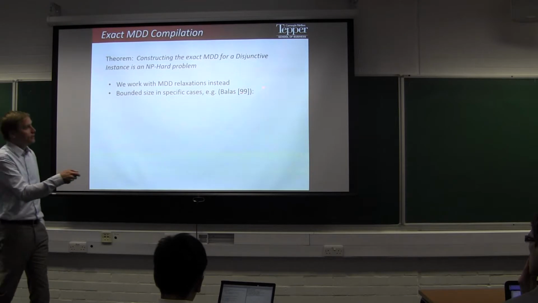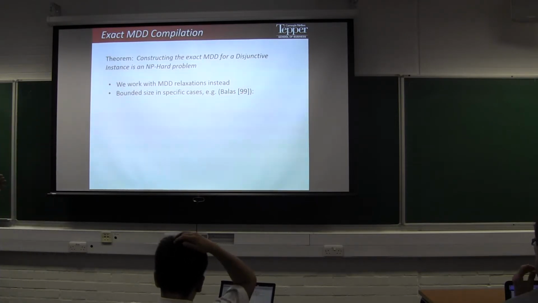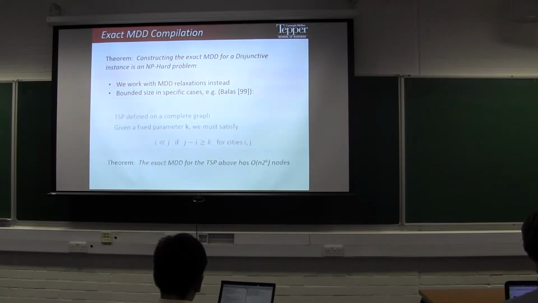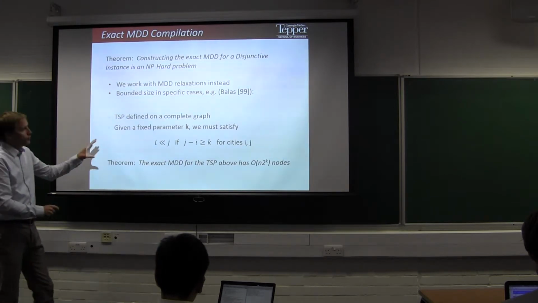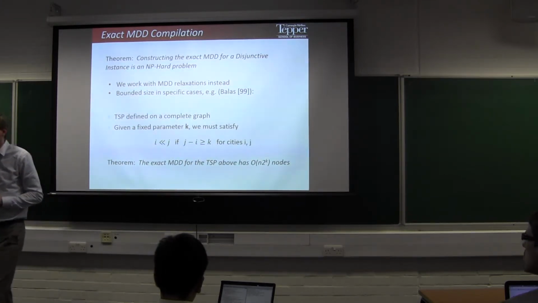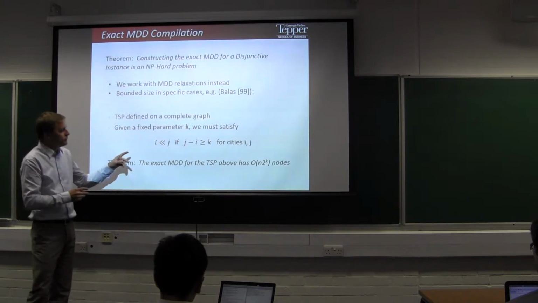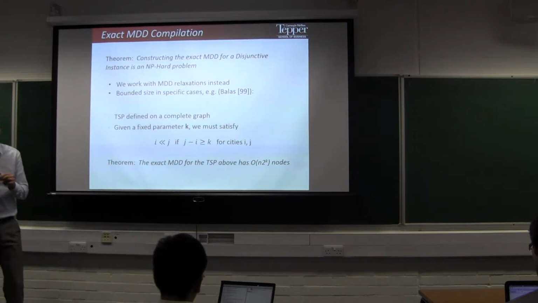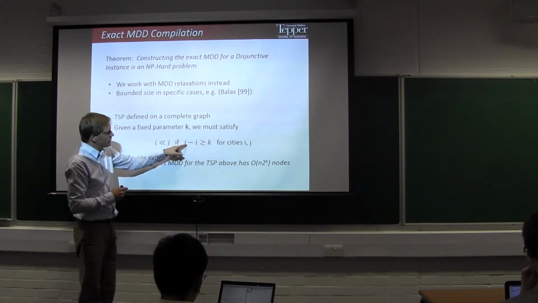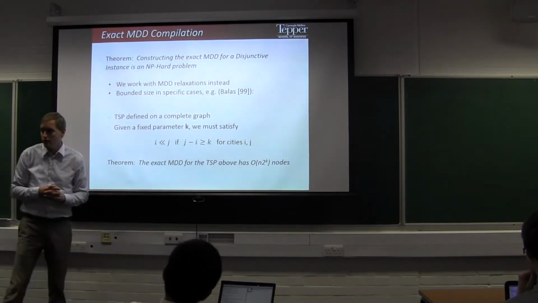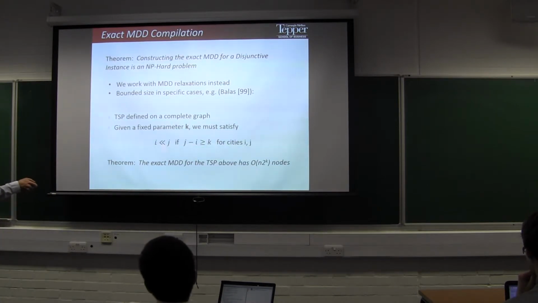However, sometimes you can show that it's actually very nicely bounded, and the size of the exact MDD is polynomial. There is one nice example of Balázs. He presented the following case. Suppose we have a traveling salesman problem, and we have our locations indexed 1 to n. If index j minus index i is at least k, then i must come before j.